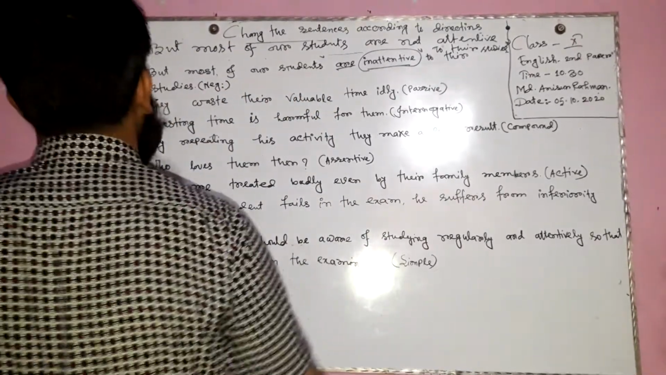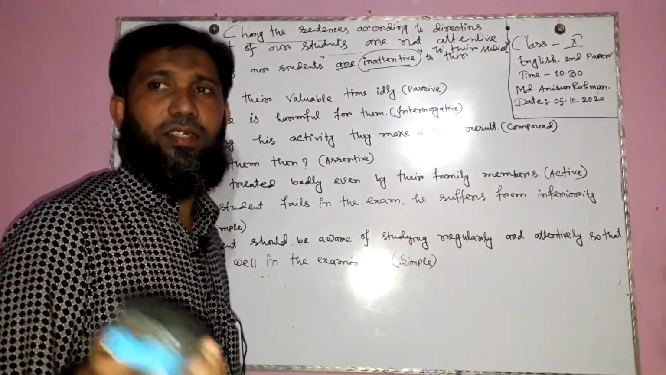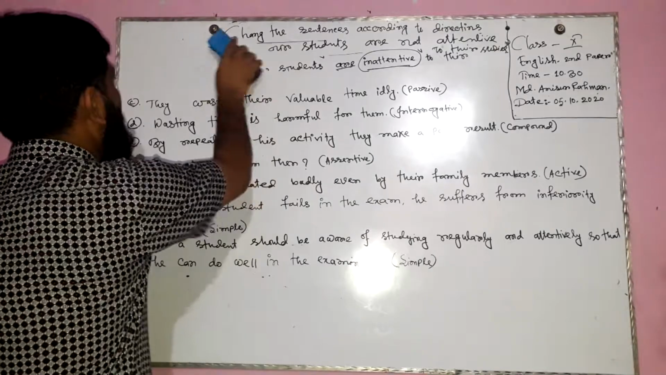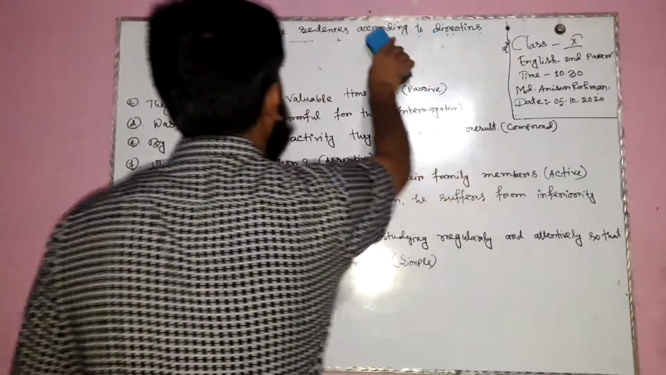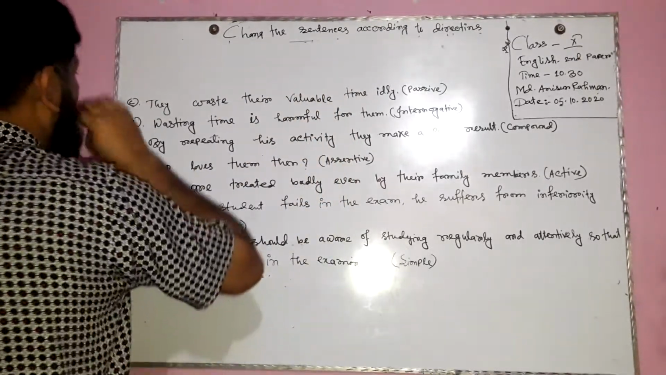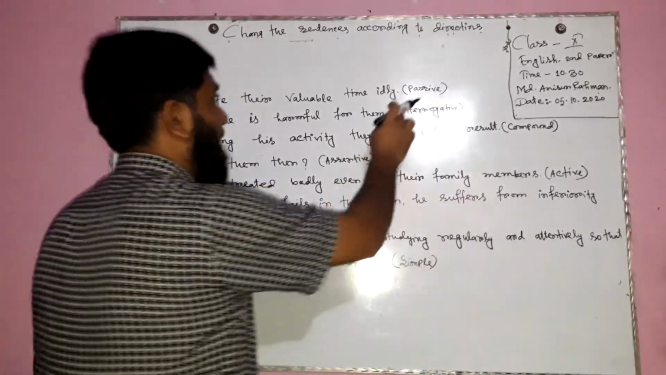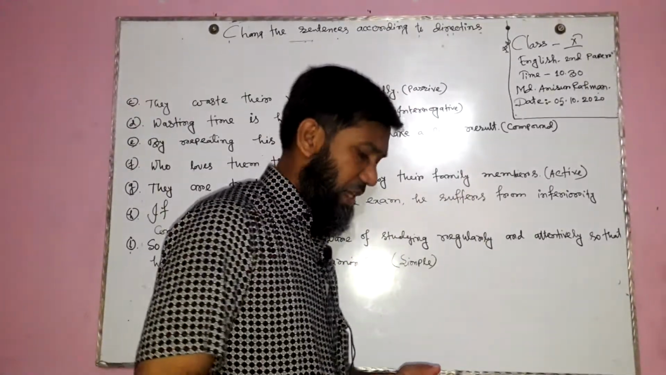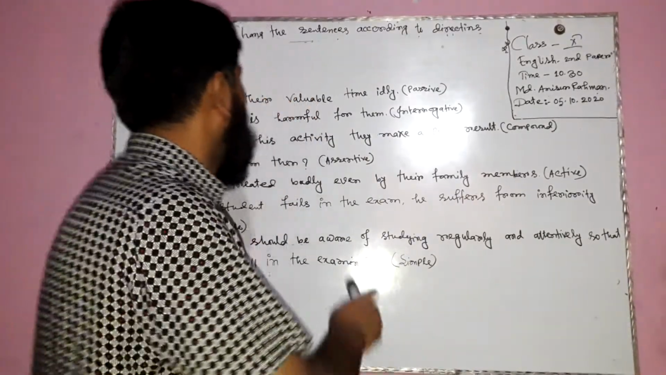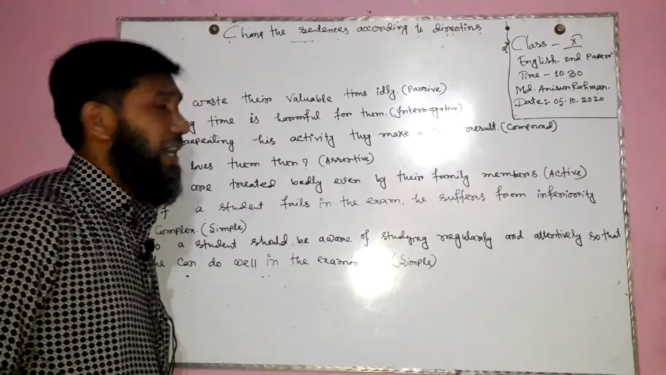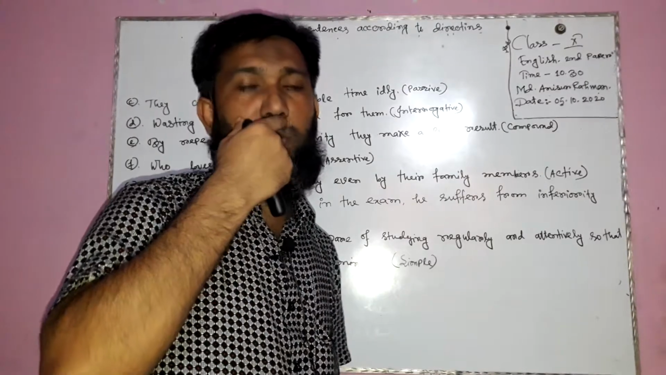Now the third sentence. Have you written it down in your khatas? Okay, write down. They waste their valuable time idly. Here the direction is passive. I mean change the voice, active or passive. This sentence is provided on the board as an active sentence, and in this case we have to change it into passive form.